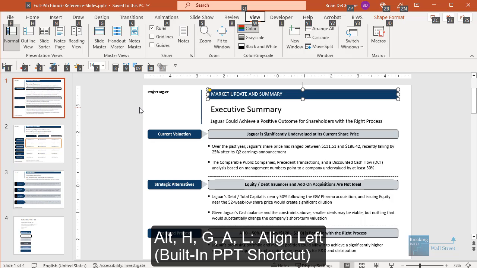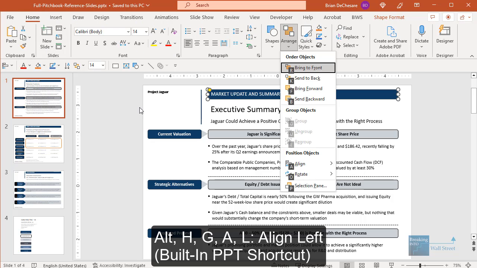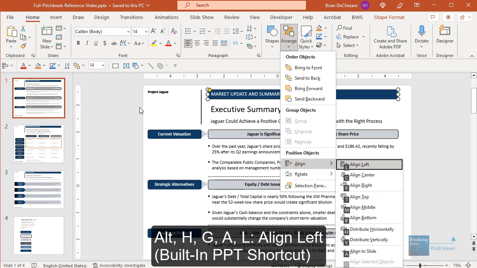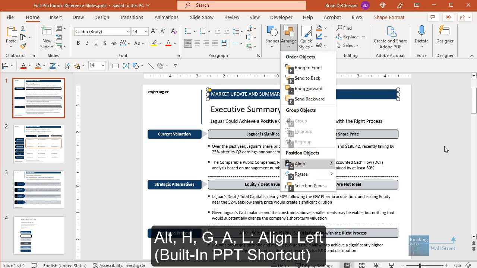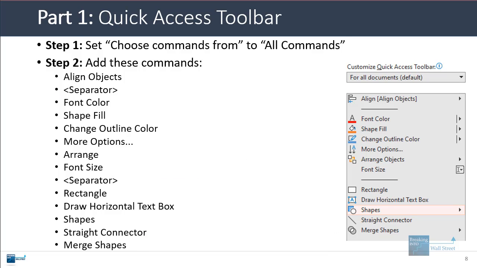It's Alt-H, G, and then A, and then L. It's about 4 or 5 keystrokes rather than just 2 or 3 keystrokes. So it really saves you a lot of time to set this up front. So that's the first thing before you do anything else.